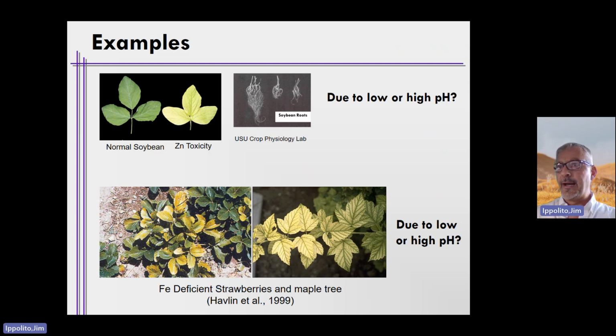Here are some pictures of iron deficiency in strawberry on the left and a maple tree on the right. And this is classic iron deficiency, at least in the maple tree, where you see interveinal chlorosis. By that, I mean in between the veins is chlorotic or yellow, and the veins are not. This occurs at high pH, typically above 7.5 to 8.